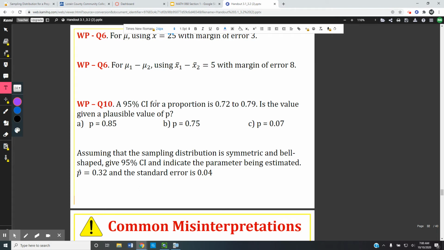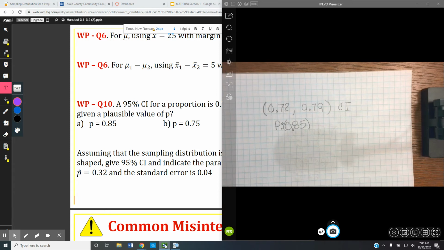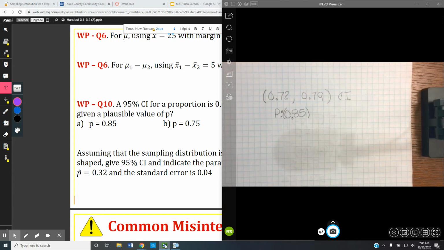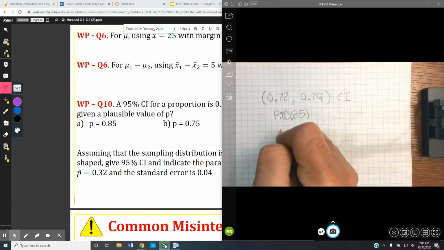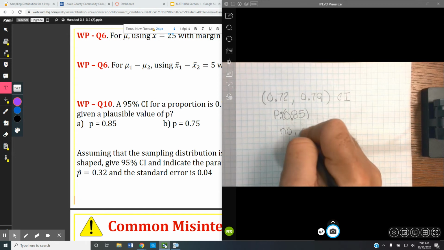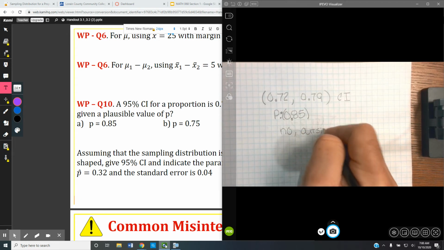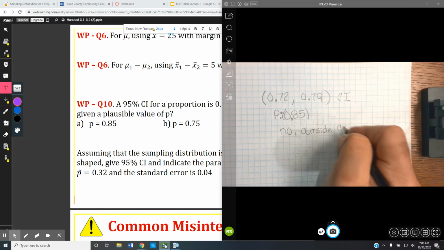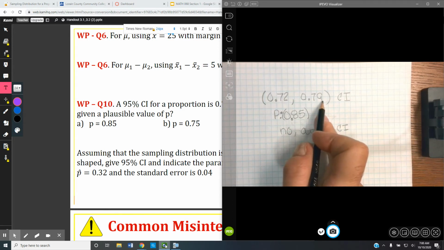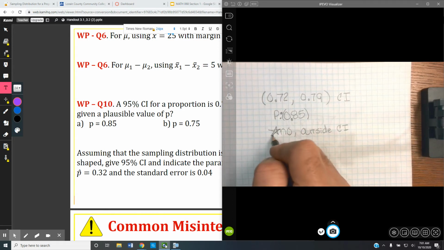So is this inside of this? And the answer is no, it's not inside of there. But is it possible? Sure, it's possible. So what we would say is no, it's not plausible because it's outside the CI. This value is outside of this value. There's your first one. Second one, P equals 0.75.